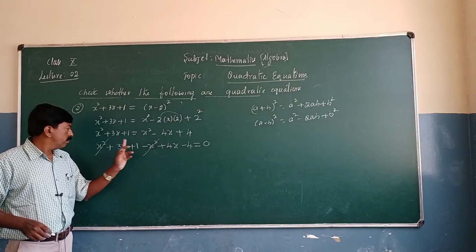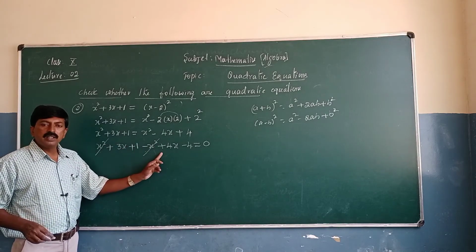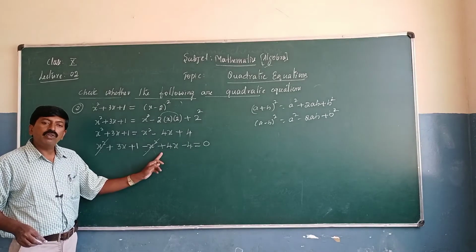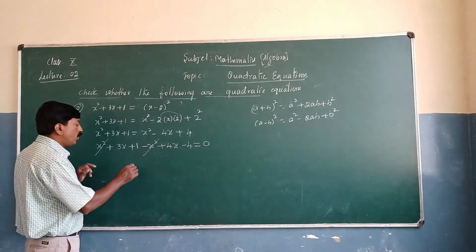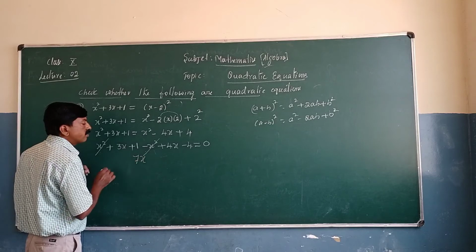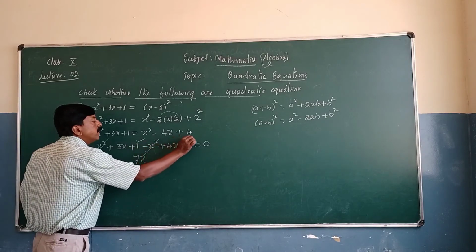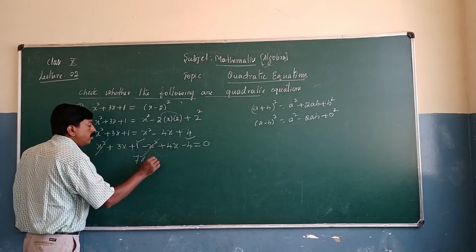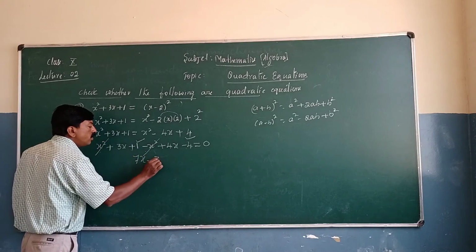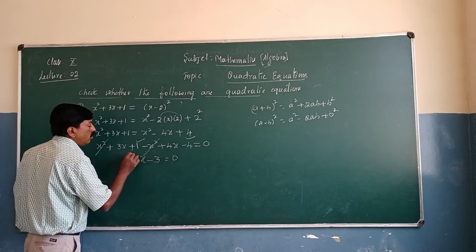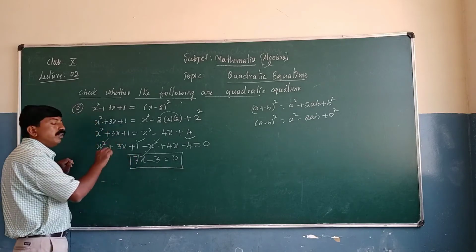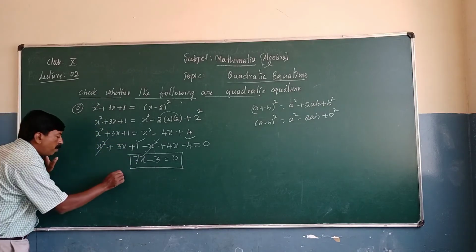3x plus 4x, plus and plus. So what we have to do? We have to add. Plus 3x plus 4x is 7x. Next, plus 1 minus 4. Bigger side minus. Difference of these two, 3 is equal to 0. We got 7x minus 3.